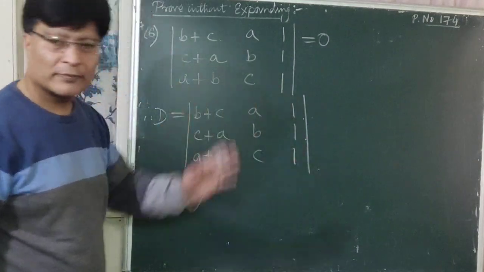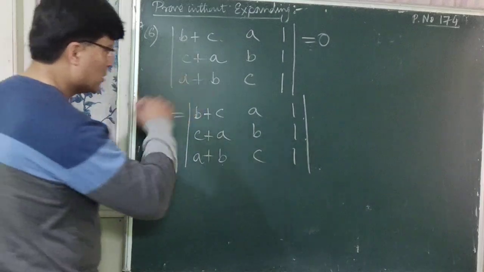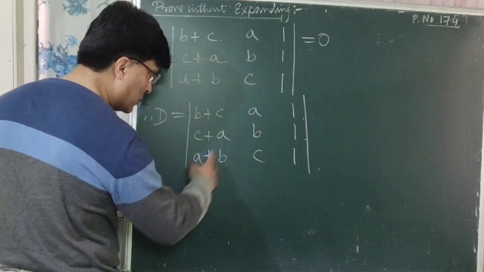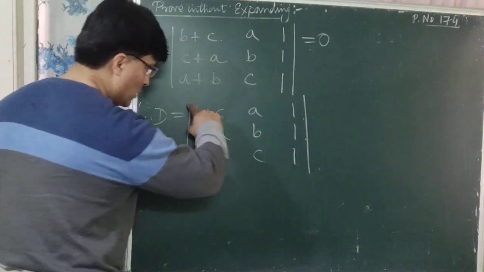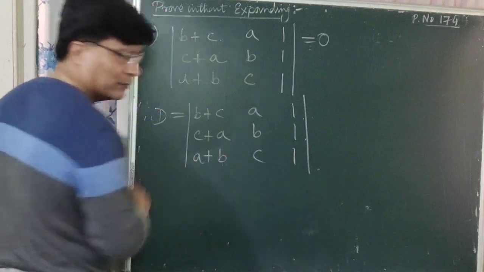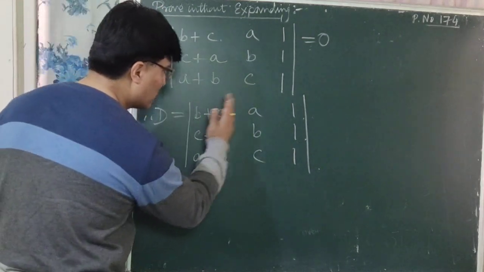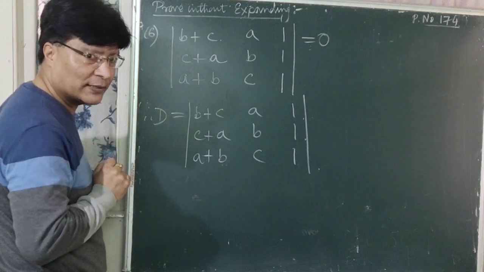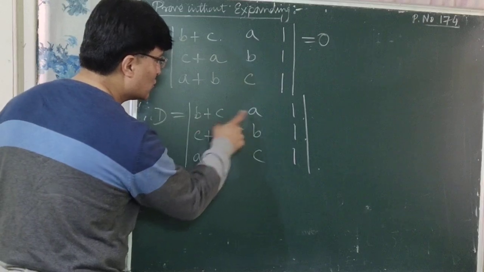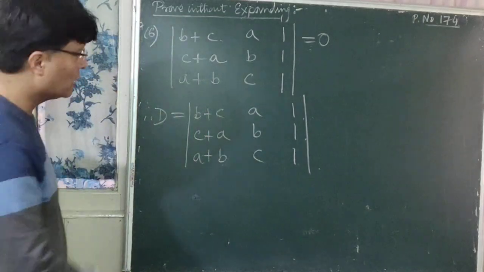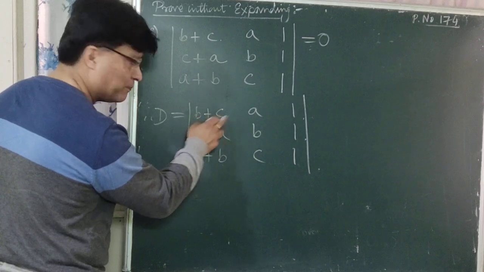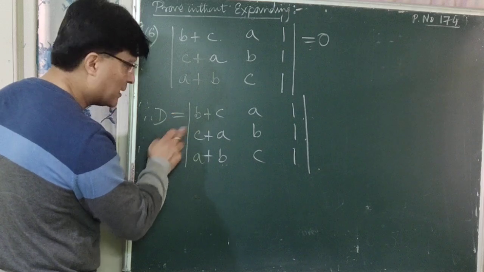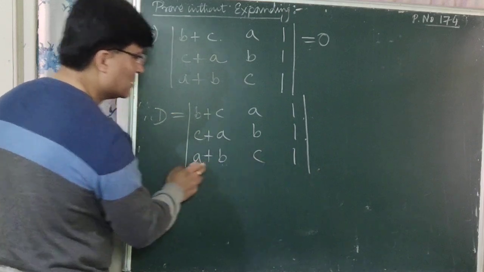Suppose if you do C1 plus C2, this is column 1, column 2, column 3, row 1, row 2, row 3, right? If you do column 1 plus column 2, column 1 is written first, that means column 1 is changing. So what happens to this first column? You will get a plus b plus c. This is also c plus a plus b, that means a plus b plus c. The same expression is there here also, a plus b plus c.